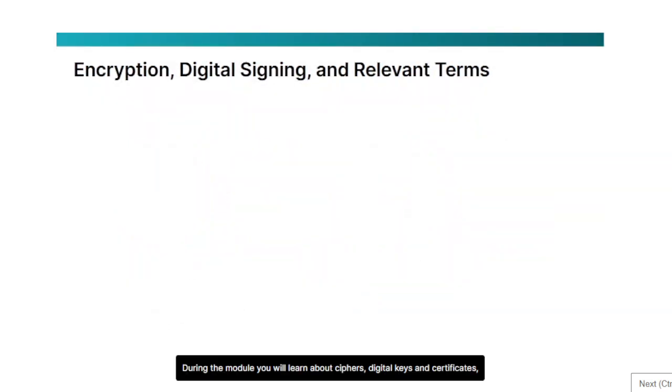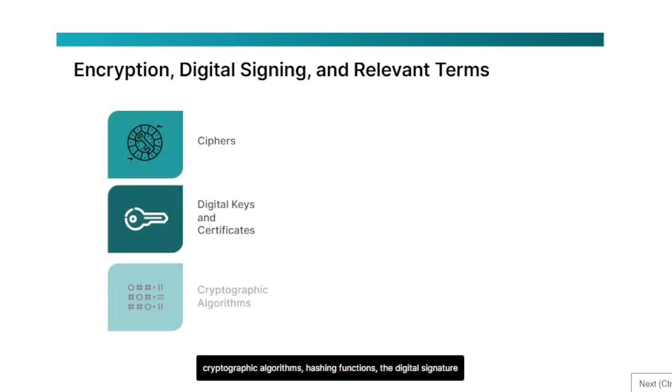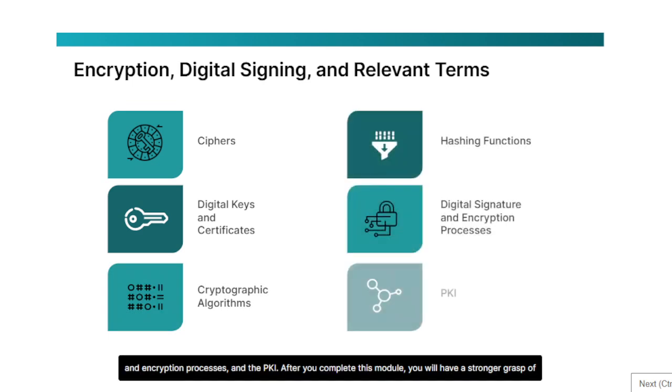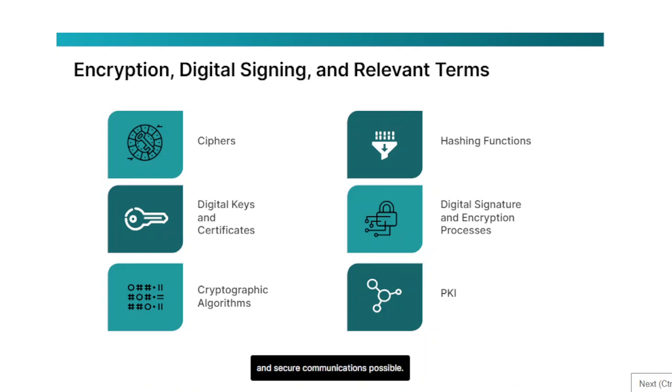In this module, you'll learn about ciphers, digital keys and certificates, cryptographic algorithms, hashing functions, the digital signature and encryption processes, and PKI. After you complete this module, you'll have a stronger grasp of how these technologies work, and you'll have a keener insight about how they have made e-commerce and secure communications possible.